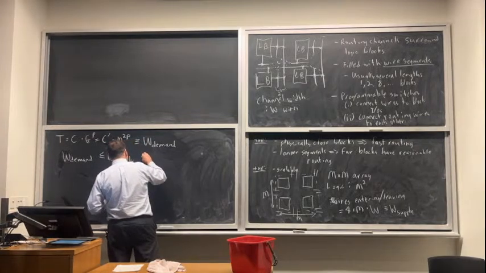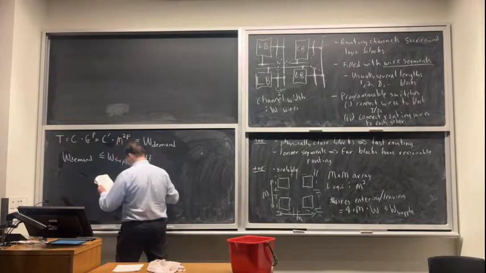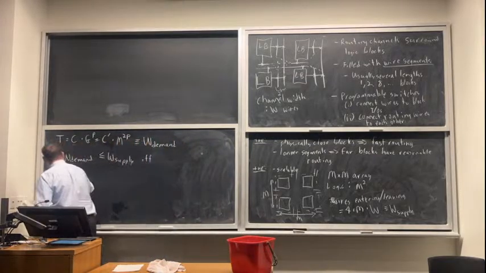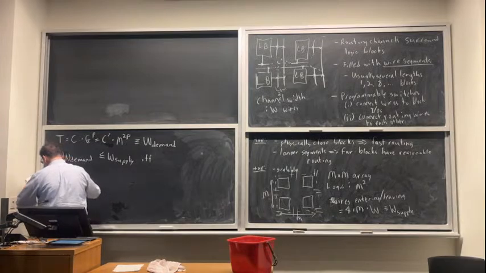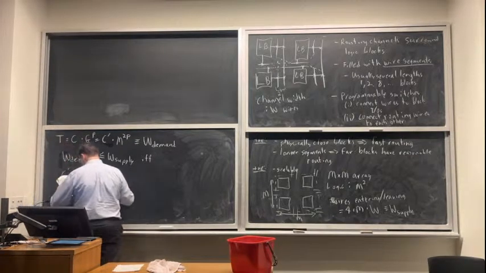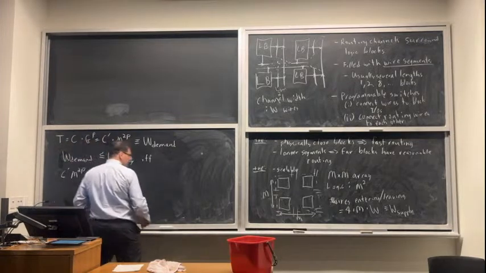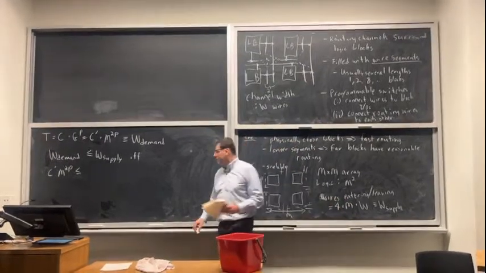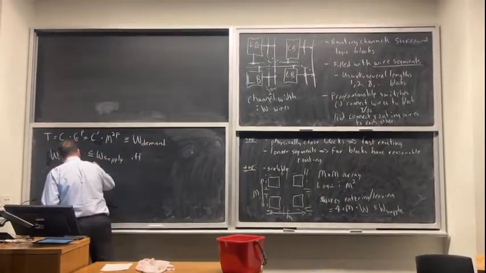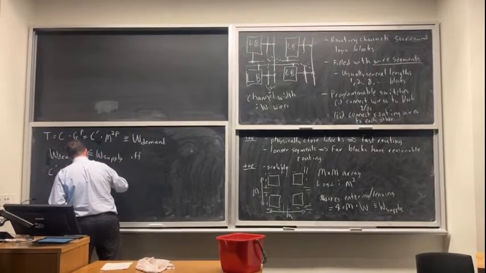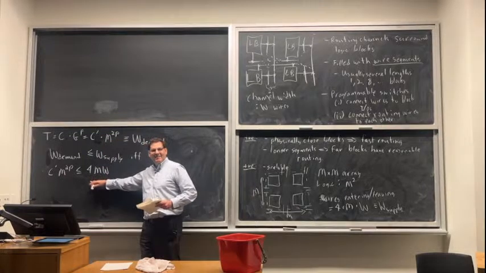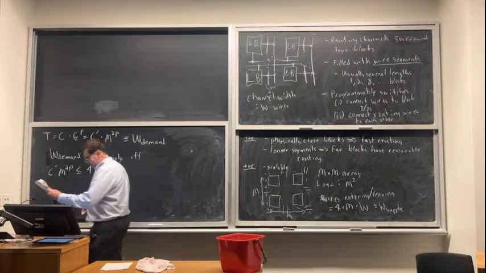And for that to be true, I'm now just going to write in what I have for each of these. So I said this is wiring demand, some constant times M to the 2P. And that has to be less than or equal to the wiring supply, which I said is just the perimeter, 4M times the wires per channel. Are you with me on that? Okay, so that sounds good. I see some nodding at least.